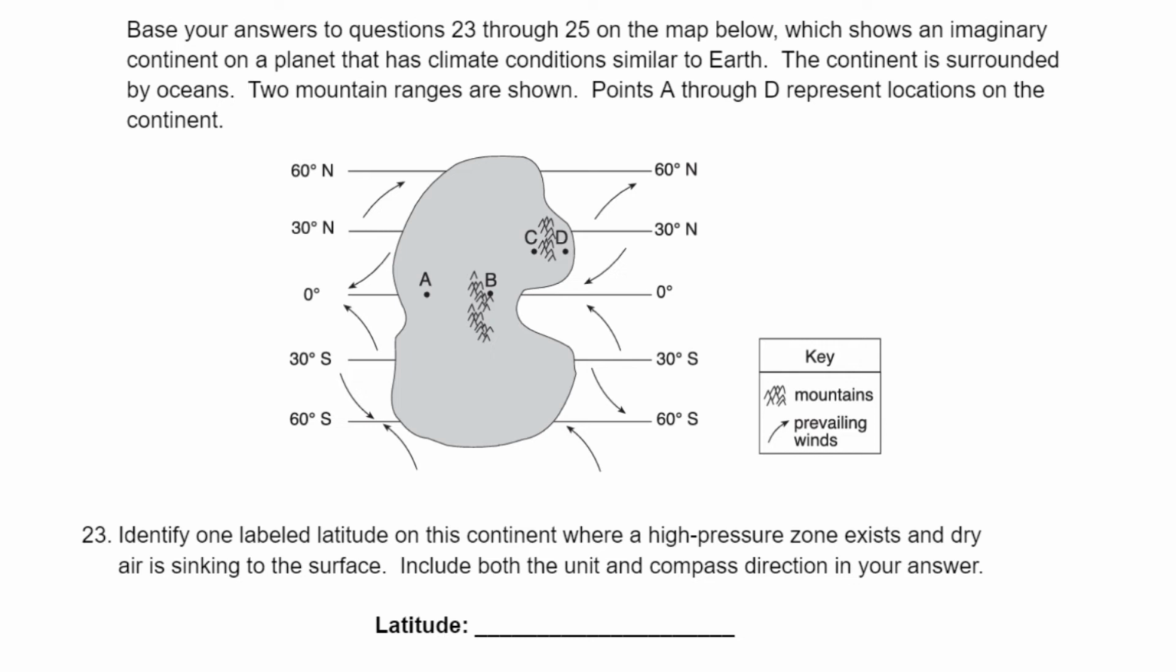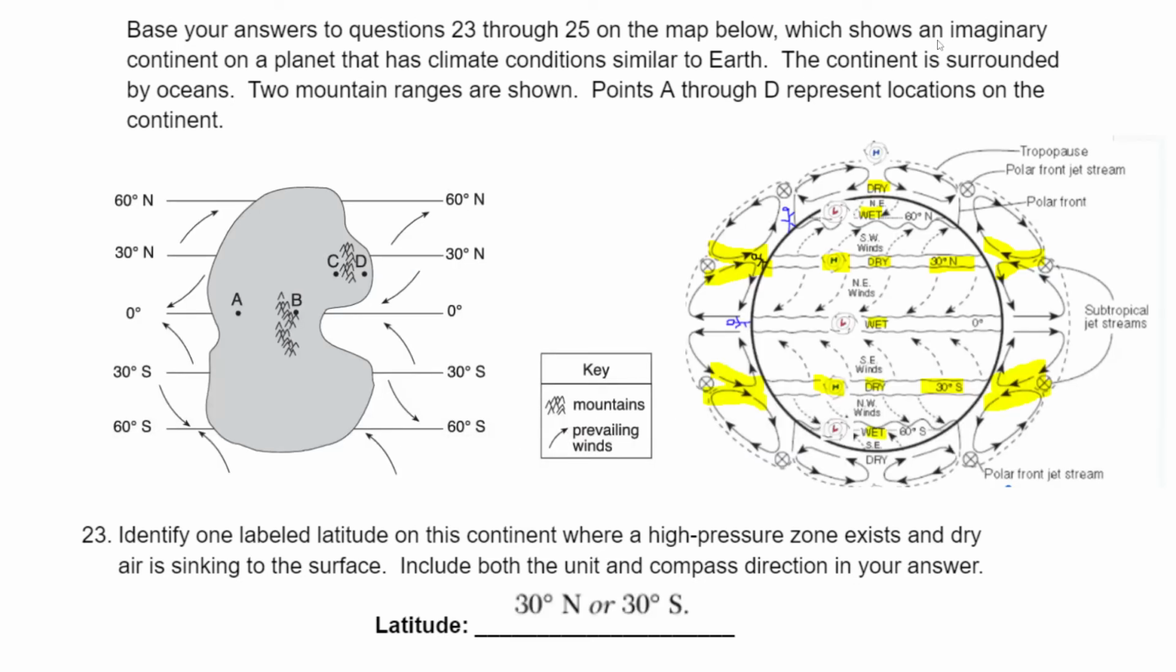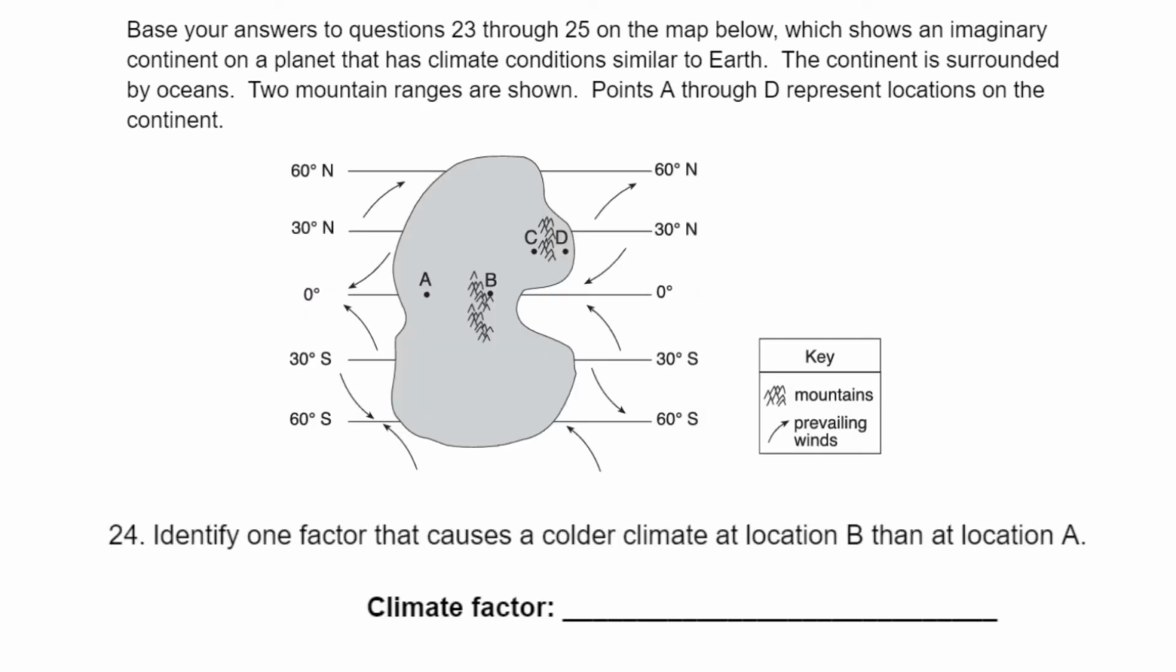So if we want to know where high pressure might be, we're looking back on our reference table again, page 14, and we know high pressure areas are by 30° north and 30° south. And we're not picking 90° north and 90° south because that's not in our diagram. So this area and this area must be 30° north or 30° south, must be high pressure zones. 24, go ahead and pause this video, try it out.